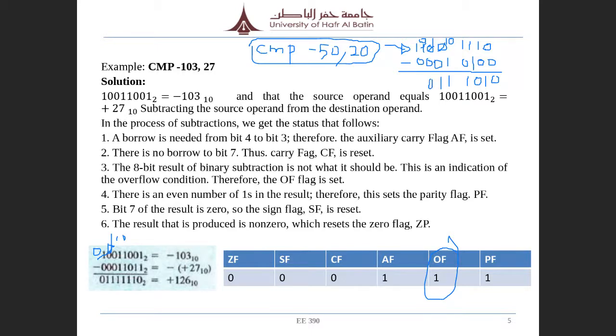Look here, we do not have a final borrow, I mean a borrowing in the MSB bit, and we also do not have a borrowing in bit number 6 next to the MSB bit. So that means the carry flag is 0 and the auxiliary flag is 0. Is that okay? Yes, Abdul Hadi, you are correct.